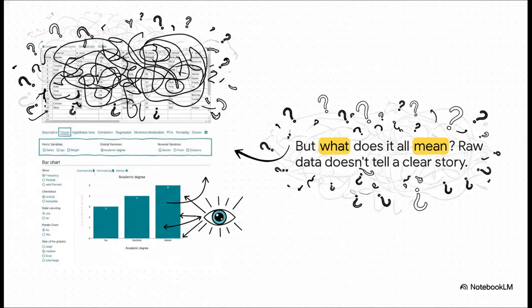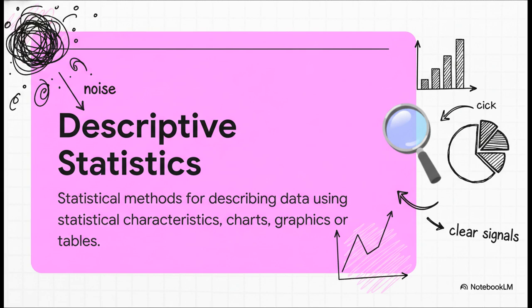Because raw data, just a table full of numbers, doesn't really tell you anything on its own. It's just a jumble of facts. It can be super confusing, and it definitely doesn't tell a clear story. So how do we cut through all that noise to find a clear signal?